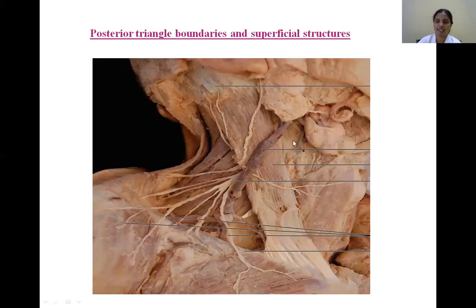So coming to the posterior triangle. That is about the anterior triangle. Now the posterior triangle. In the posterior triangle, after reflection of skin and fascia, what can we immediately see? All these superficial structures, right? Then what are the boundaries here? As you see, the boundaries are the sternocleidomastoid and the anterior border of the trapezius. And the apex is where these two boundaries merge at the superior nuchal line, and it is based by the middle third of the clavicle. So these are the boundaries of the posterior triangle.